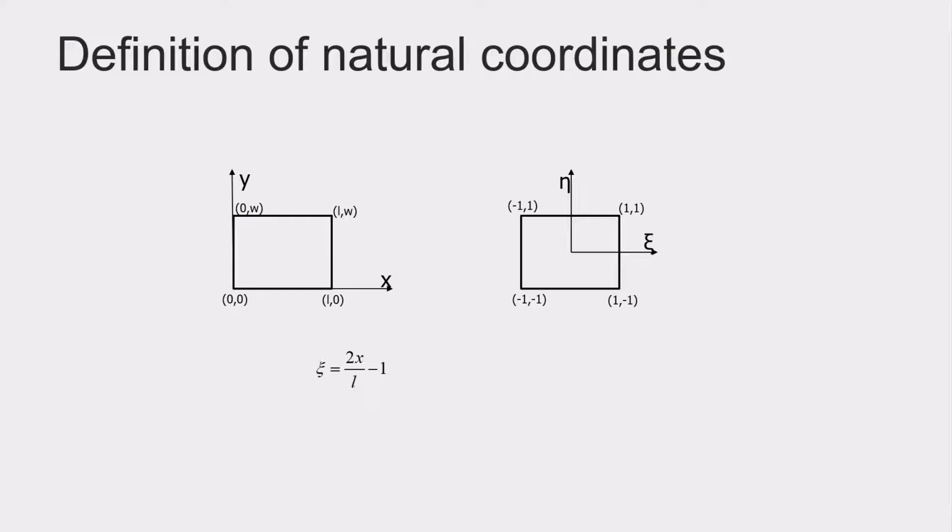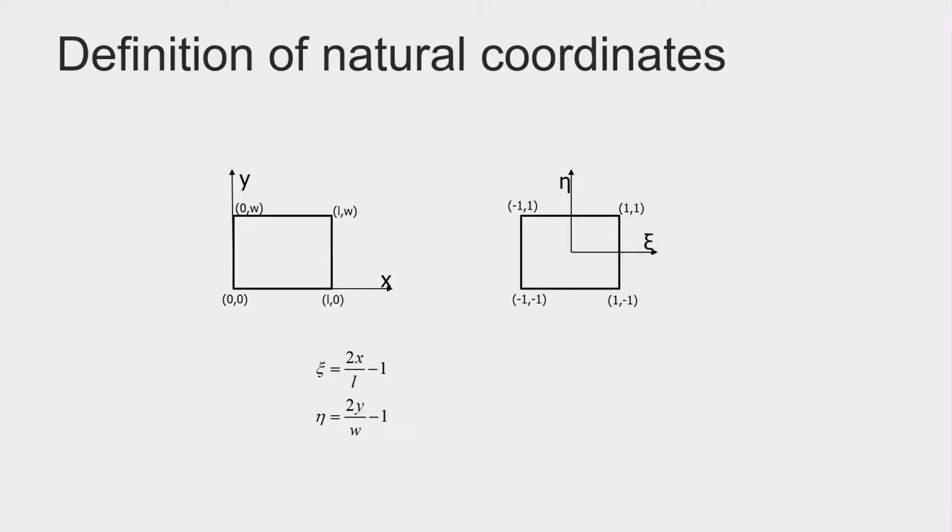Focusing on xi, we can see that the length L becomes a length of 2. Hence we need to multiply the x-coordinate with 2 divided by L to get the same length. Then we also have to subtract 1 to move the origin, and that is the transformation going from x to xi. In a similar way, we see that the width W becomes a length of 2 as well. Hence, to obtain eta, we need to multiply y by 2 over W, and again subtract 1 since we have moved the origin.